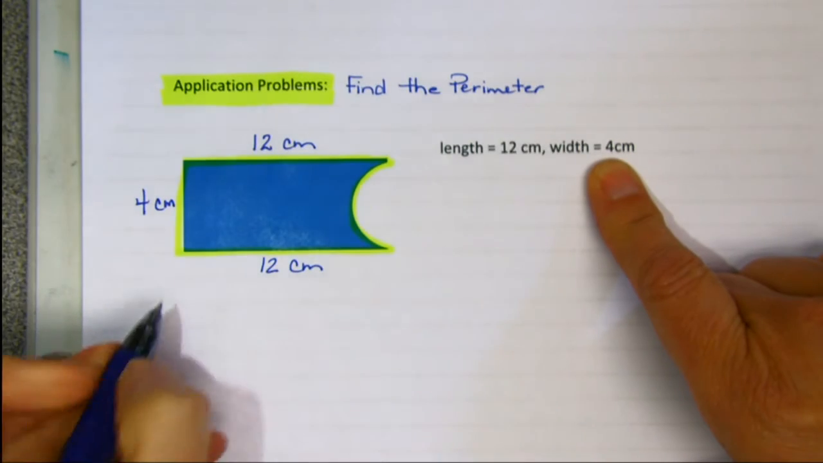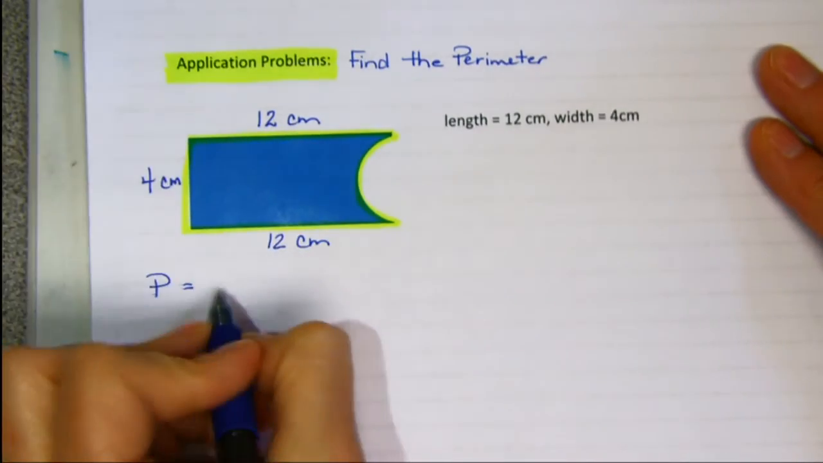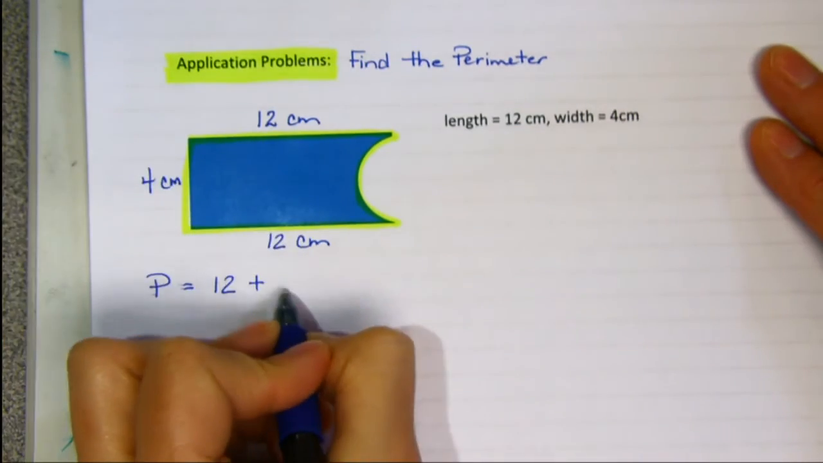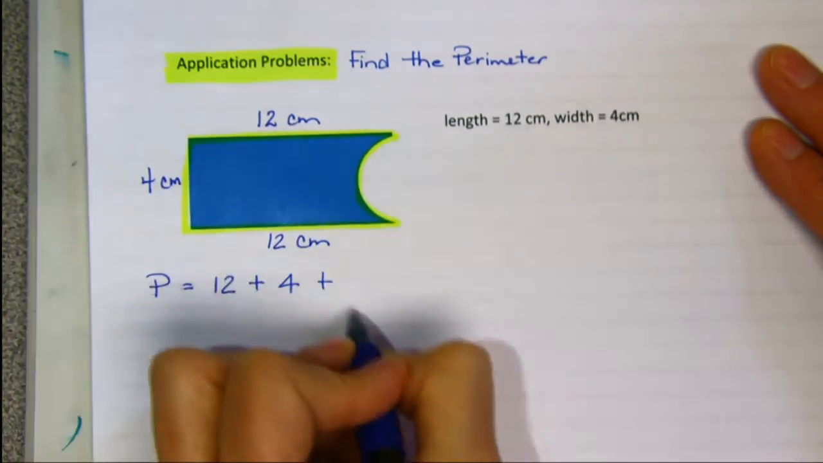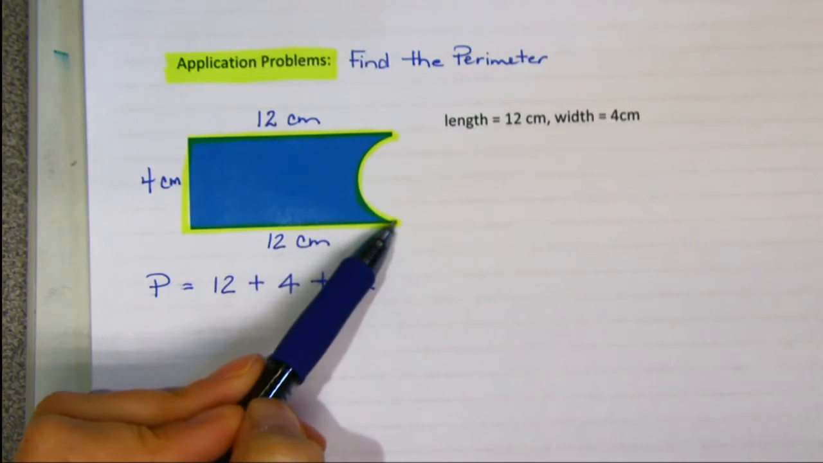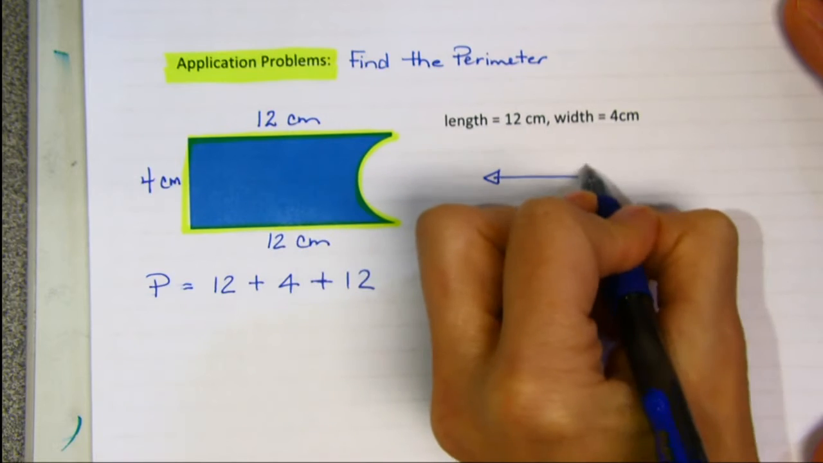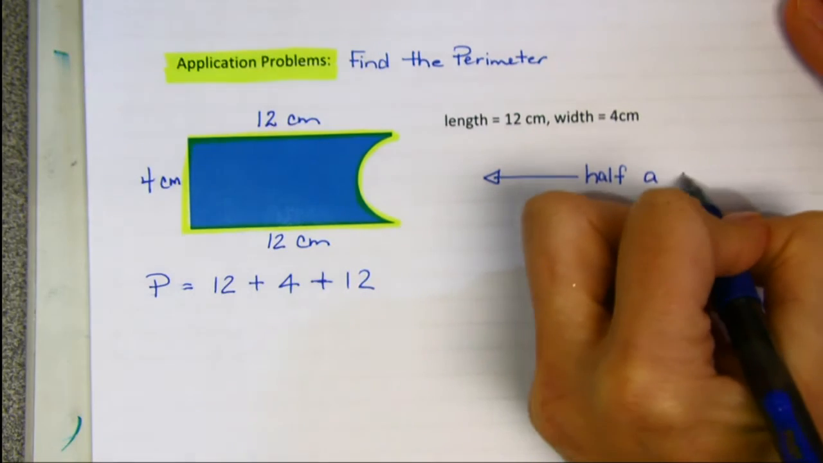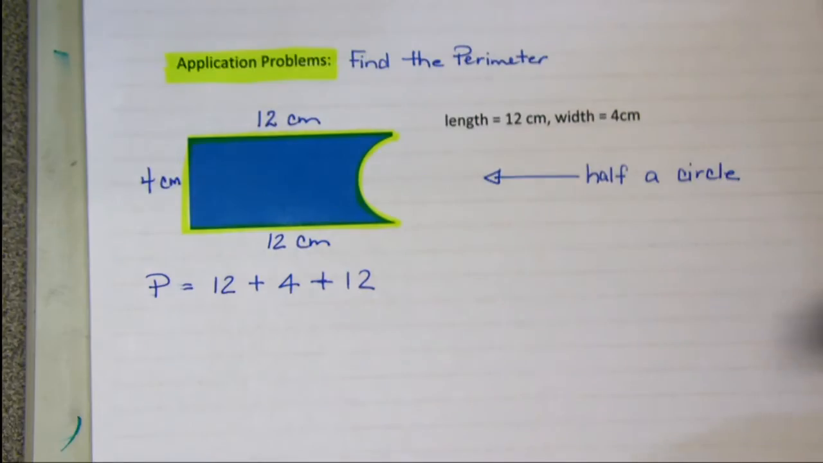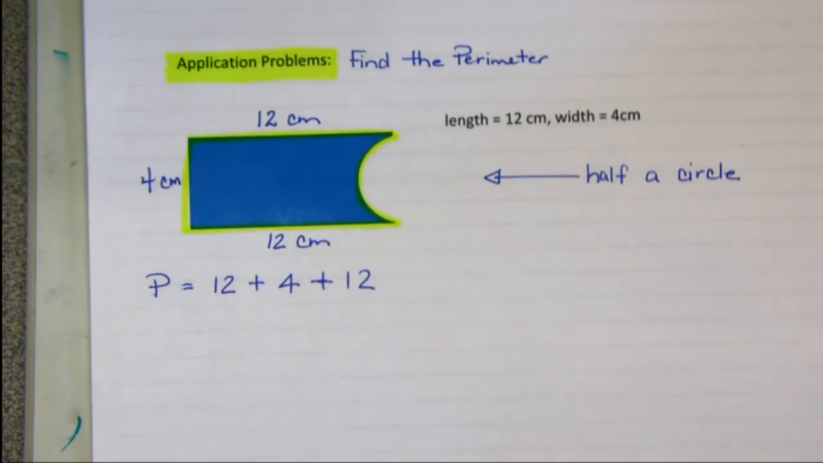All right, well, that's the easy part. So I can go, okay, these three sides, it's easy. I'm going to walk this 12 centimeters plus this 4 centimeters plus this 12 centimeters. But now we have to figure out how to find the distance of this right here. Now, if you'll look at it, it's half a circle. Okay? So when we deal with circle, we're going to deal with the circumference. So we're going to have to apply one of these two formulas. Okay, well, I'm going to think through that. I need the diameter or the radius.